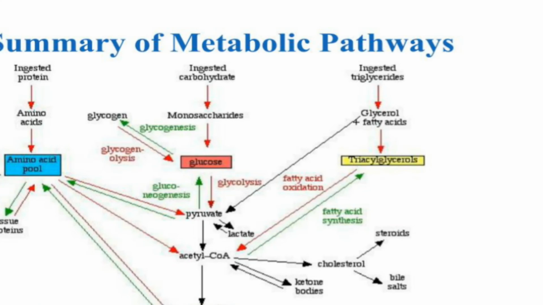Then the conversion of glycogen to glucose is covered through the process that is called glycogenolysis. We call it glycolysis here. So glycogenesis is the formation of glycogen using glucose, and glycolysis is the breaking down of glycogen to form glucose.